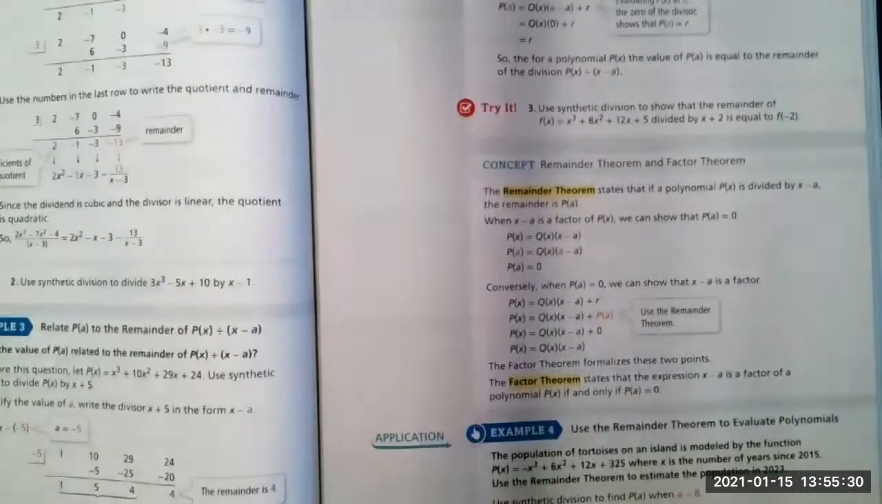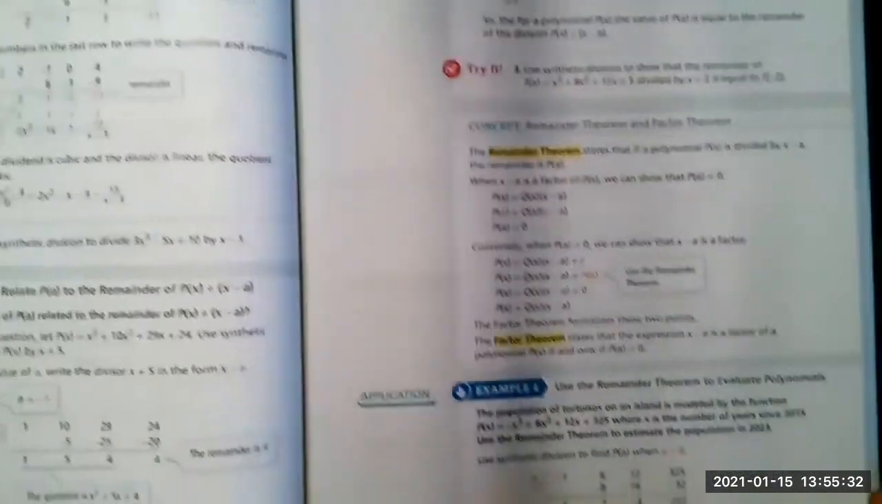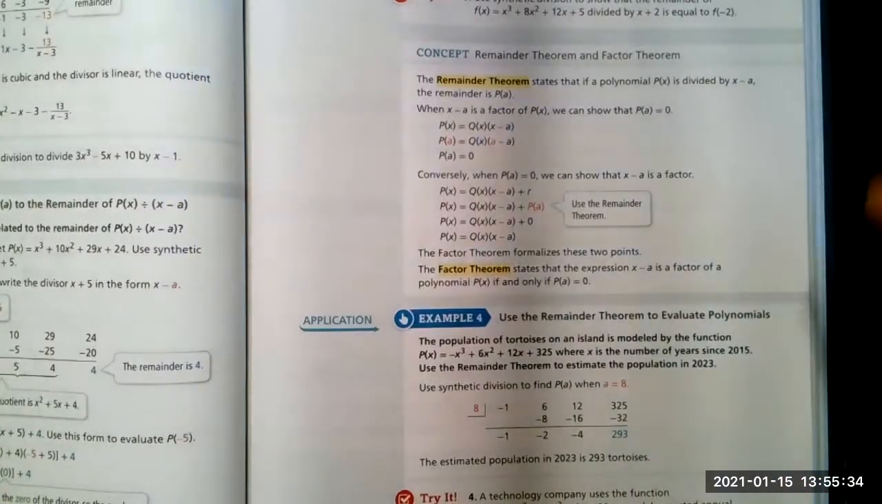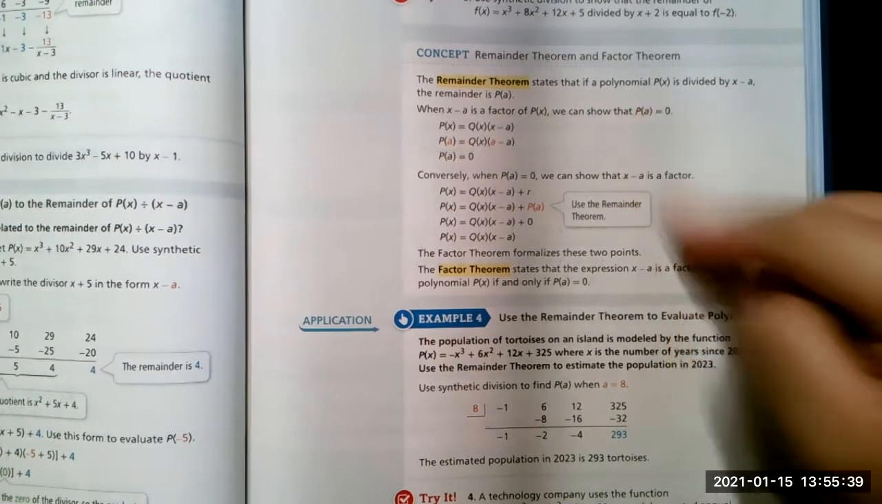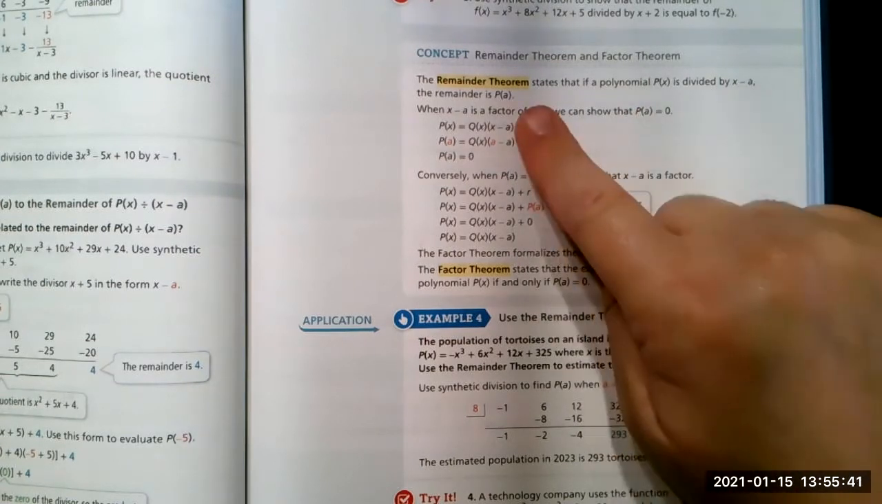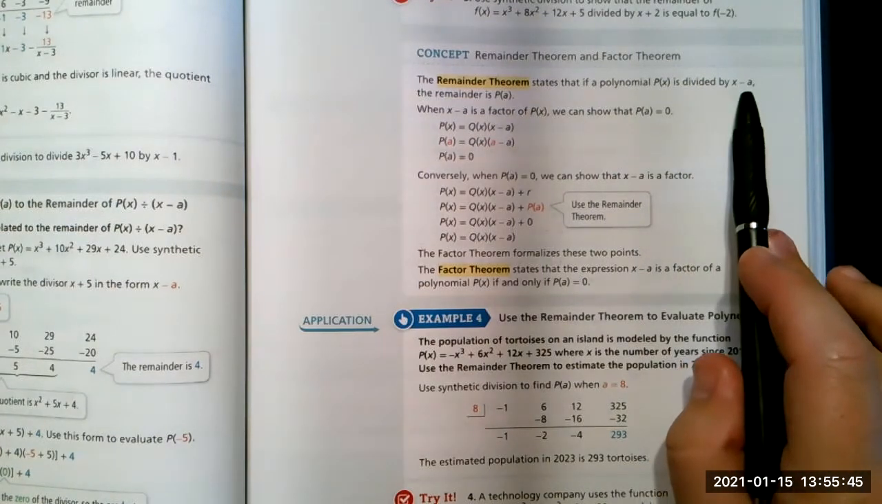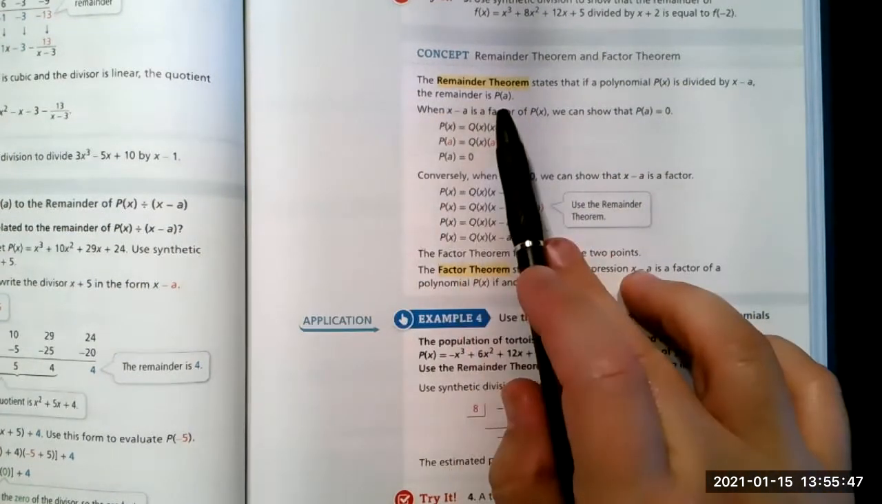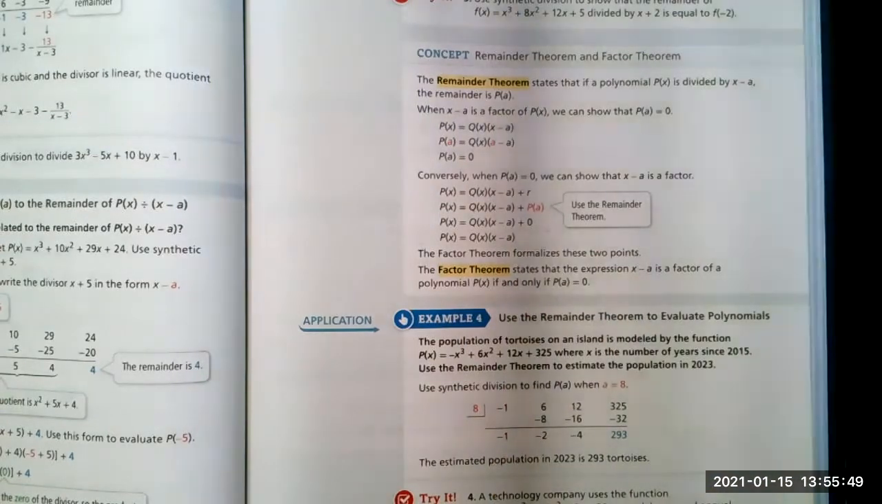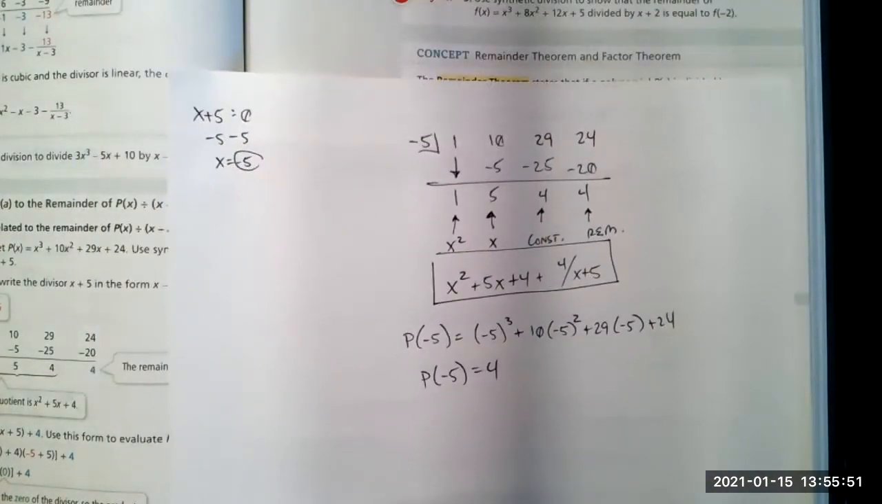So concept here, we're on page 157. Concept: remainder theorem and factor theorem. A couple of vocab words, important to know this stuff. The remainder theorem states that if a polynomial is divided by x minus a, the remainder is p of a, which is exactly what we just emphasized with that last example.